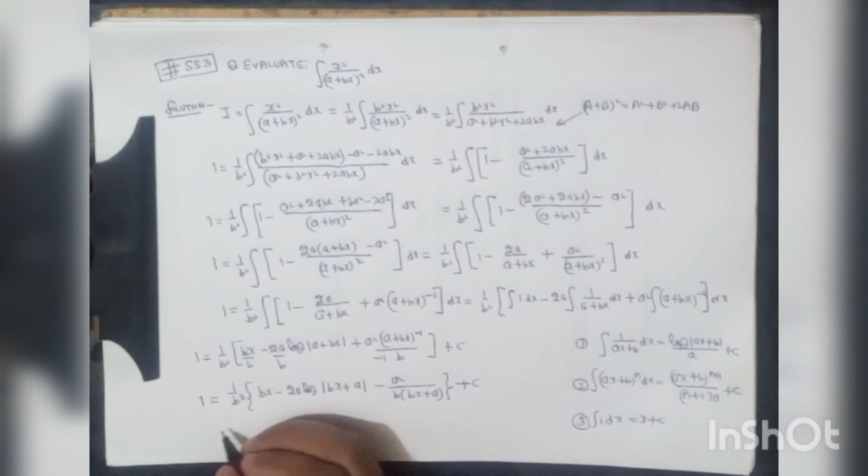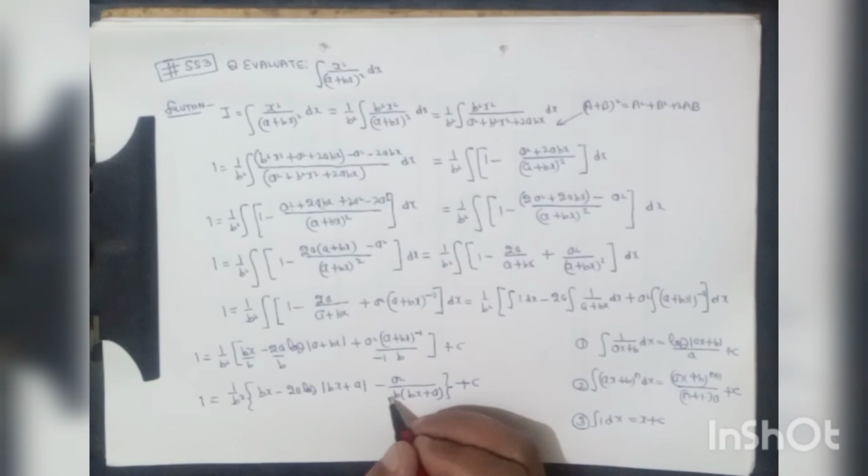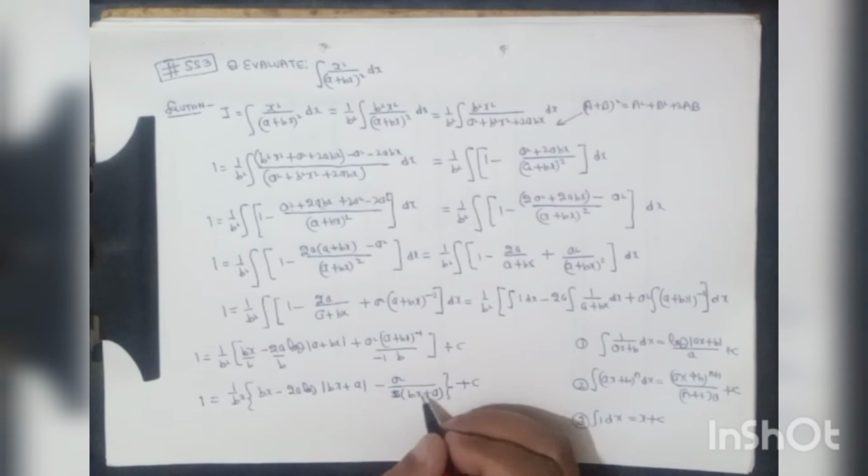The final answer is 1 upon b cube, bx minus 2a log mod (bx plus a) minus a square divided by (bx plus a), plus c. This is the final answer. Thank you.